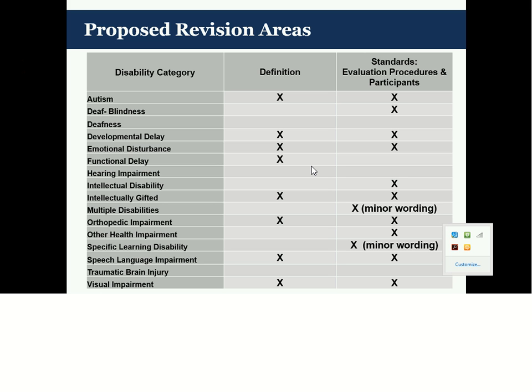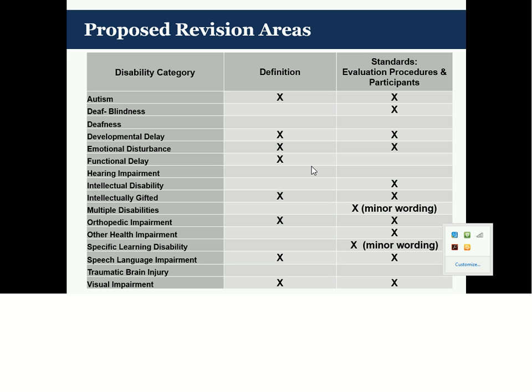The state of Tennessee currently has 16 disabilities associated with education needs. Out of those 16, 14 had revisions. Two of those 14 only had minor wording changes, and those were multiple disabilities and specific learning disabilities. Because the wording changes were minor, it did not change the overall requirements of either disability category. We're not going to review those today.